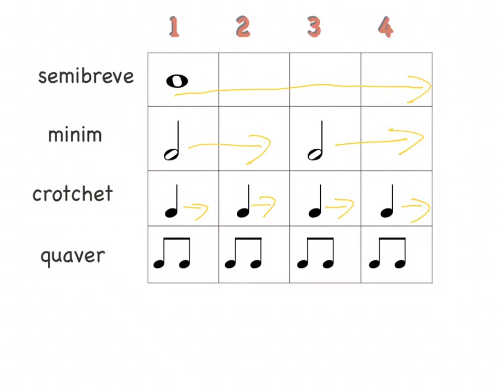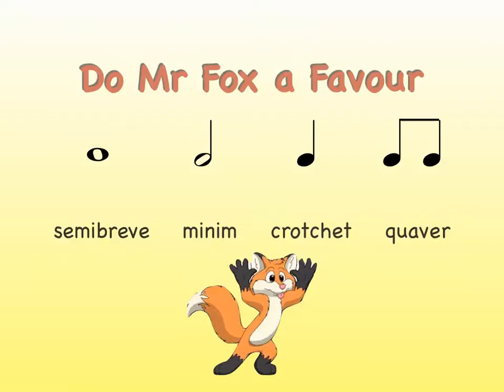Now quavers are the funny ones. I can fit 2 quavers into 1 count. So when I'm counting quavers, remember I'm going to go 1 and 2 and 3 and 4 and. And there's our do Mr. Fox a favour, semi-breve, minim, crotchet, quaver.